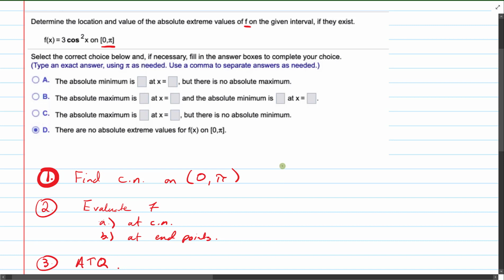So the first thing we need to do for this function is go find the critical numbers. So let's do that. Our function here, f of x, is 3 cosine squared of x. And if we go to take the derivative of this, the derivative of this function is 6 cosine x to the first power, and then we multiply that by the derivative of the cosine of x. And that gives us negative 6 cosine of x sine of x.